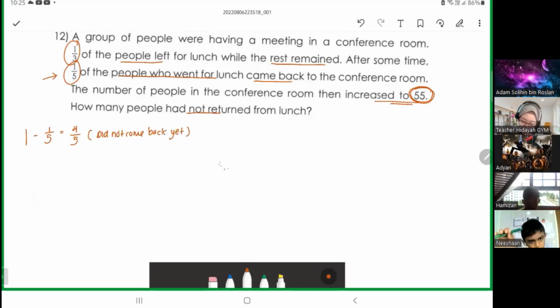Okay, so these 4/5 are those who did not come back, but they are those who left for lunch also. They left for lunch but haven't come back. Who are those who left for lunch? The 1/3. So how many people are there outside actually? 4/5 of those who left for lunch did not come back.